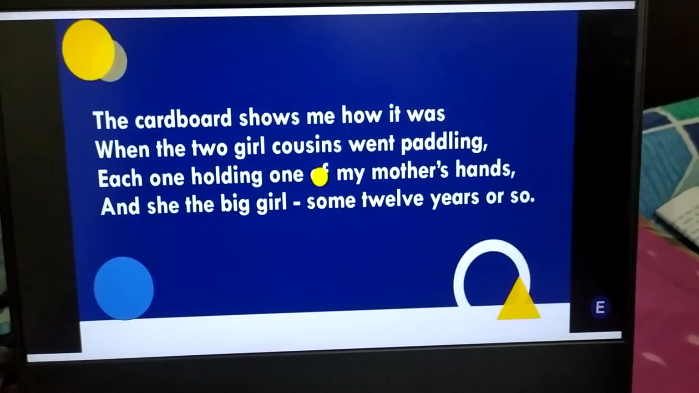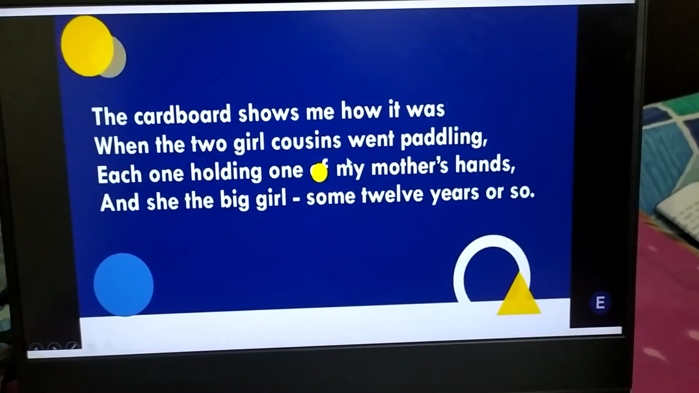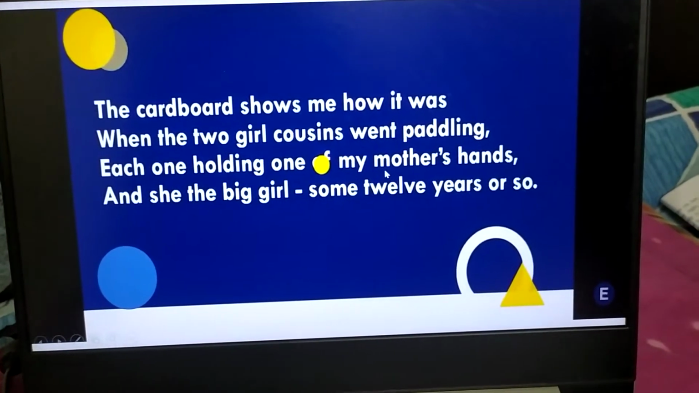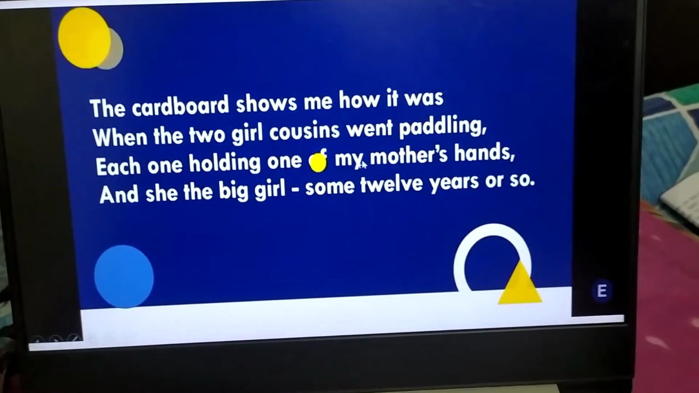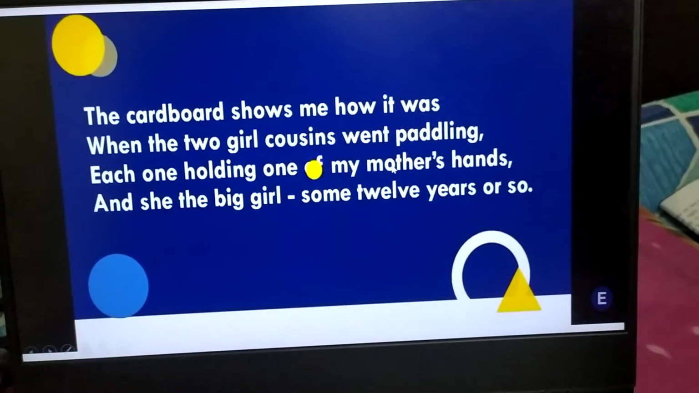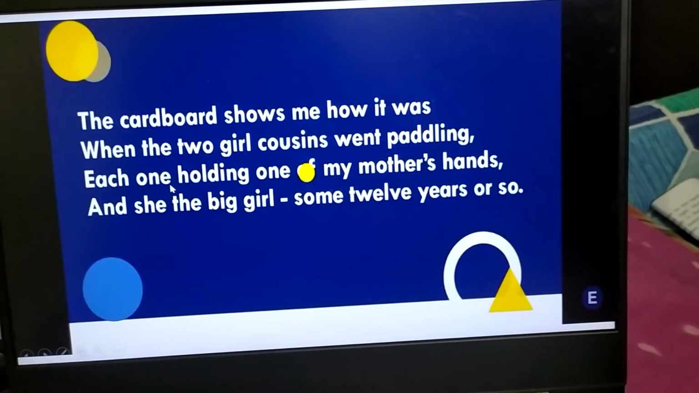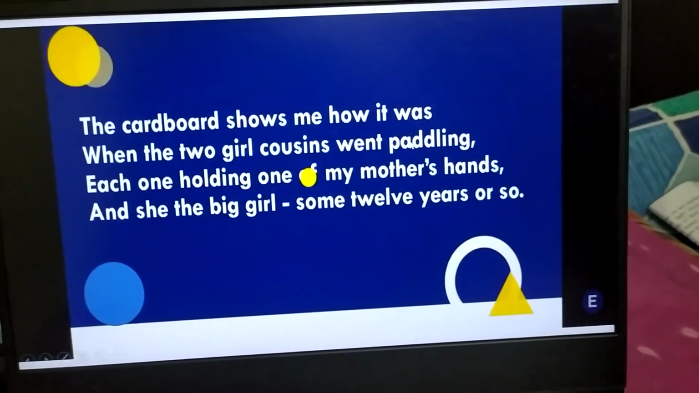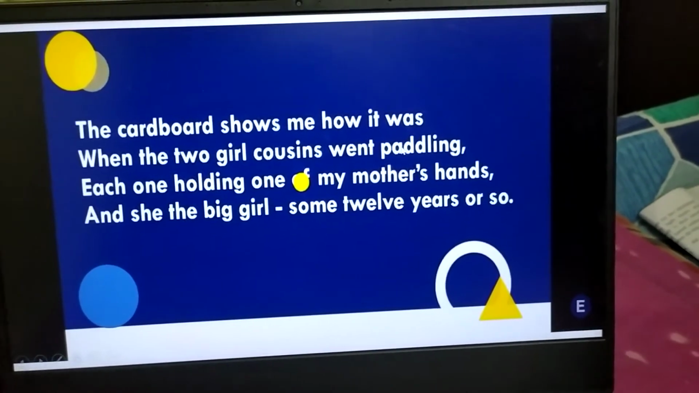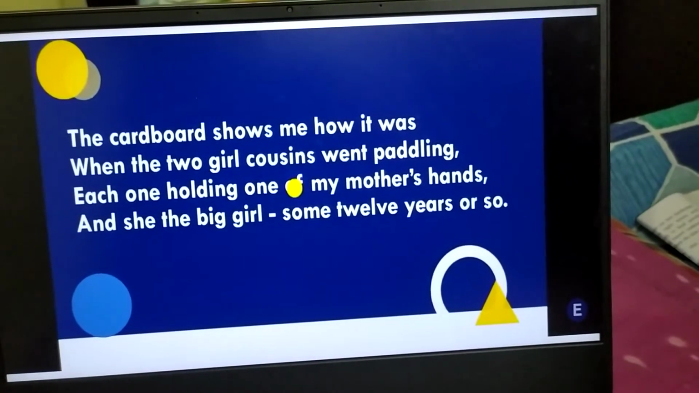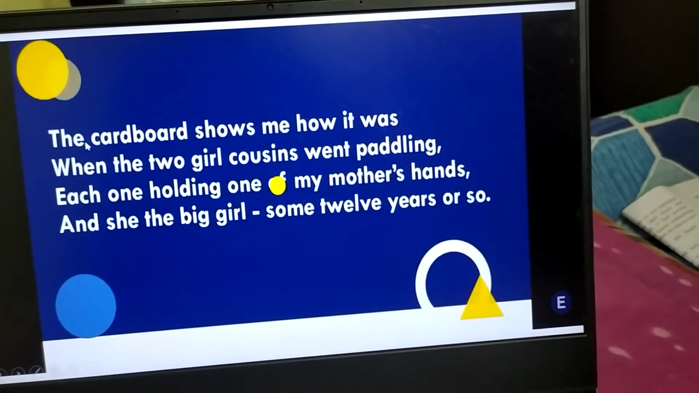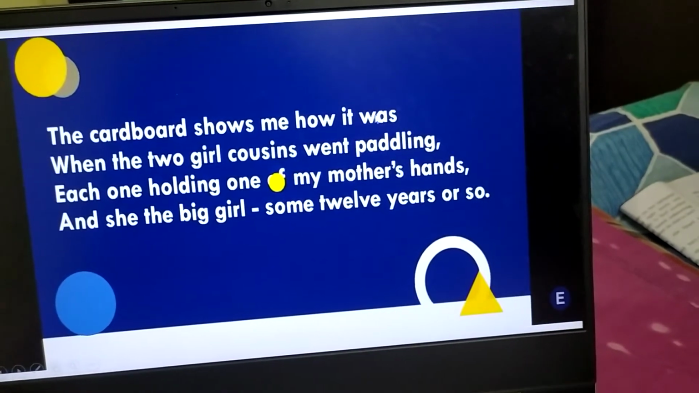There is also usage of alliteration. The murmur sound, the M sound, is repeated on my mother's. And you also have enjambment here. Enjambment is a figure of speech when a sentence is continued without a punctuation mark. And you can find that in this particular sentence, the first two lines.